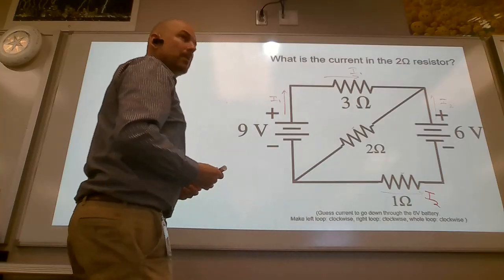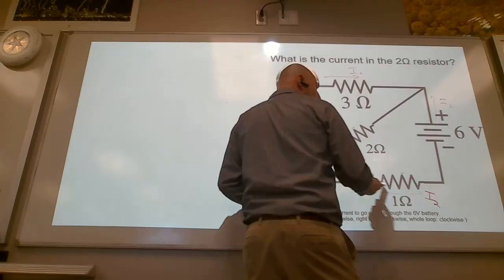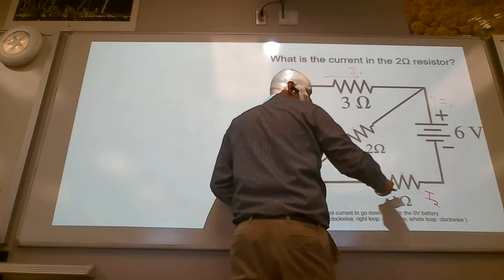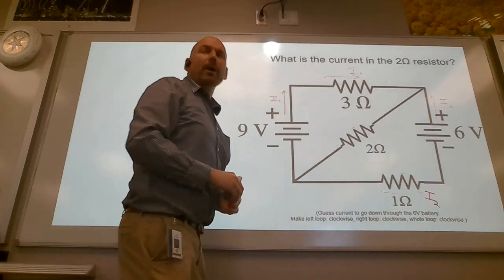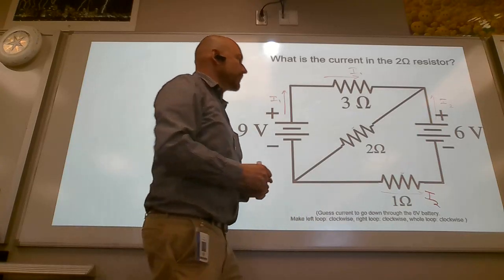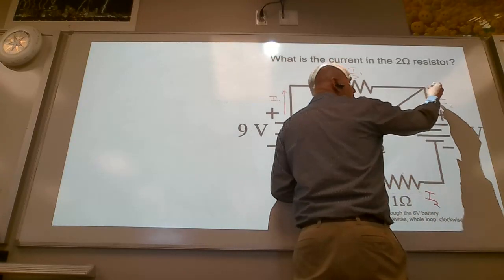Is there a reason we pick that direction for I2? Oh, because it has to go through the battery. It's not going to go this way and that way. Wires are one-way roads. Yes. Okay, you can't have current going two different ways in one wire.